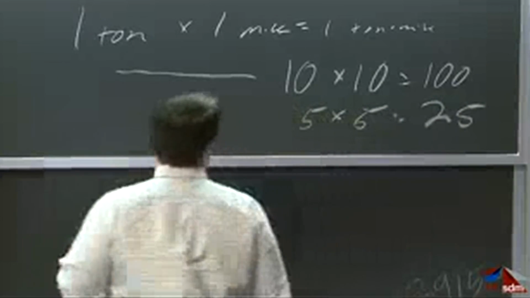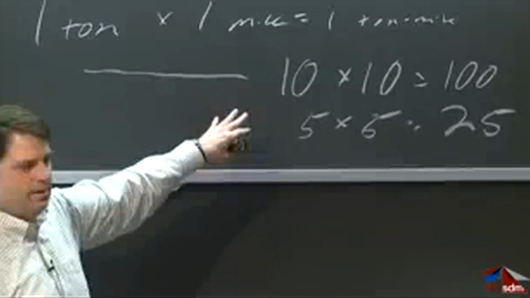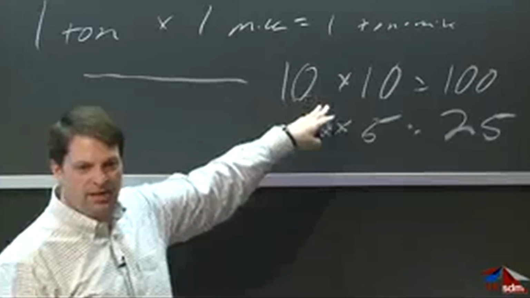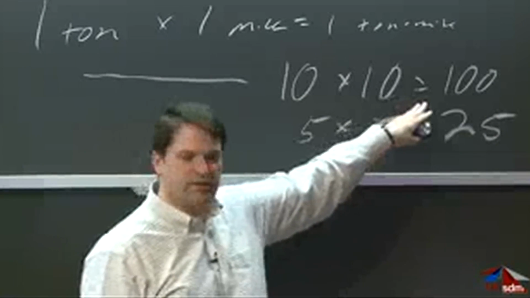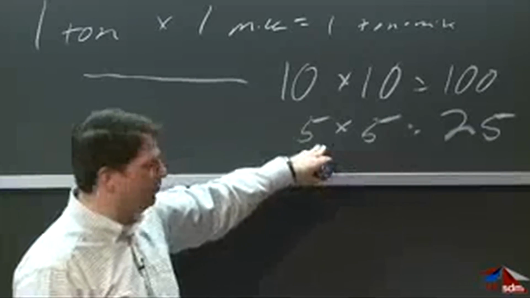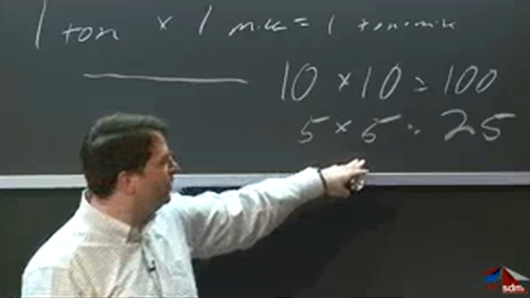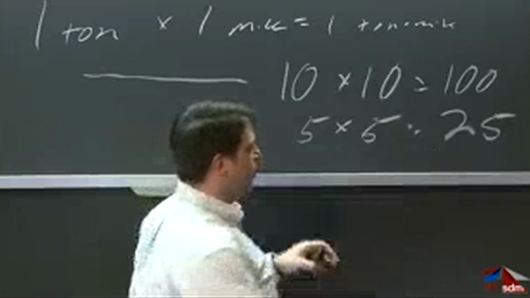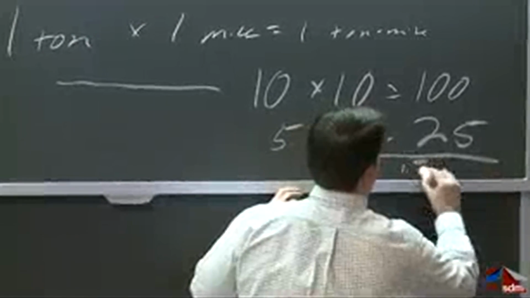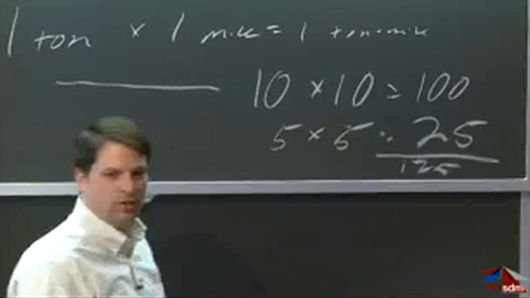Say we just had 2 shipments. That's all we sent. The first one had 10 tons on it, and I sent it 10 miles. So pretty simple, that's 100 ton miles. The second one, we had 5 tons, and we sent it 5 miles. That's 25 ton miles. So in total, I've moved 125 ton miles worth of goods.